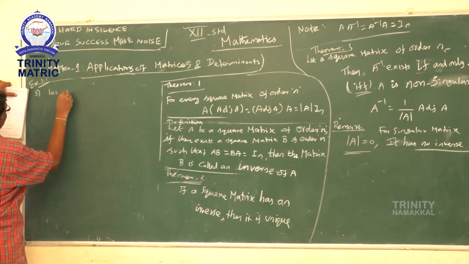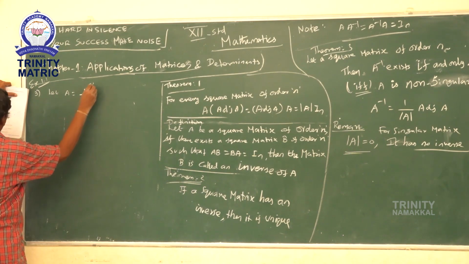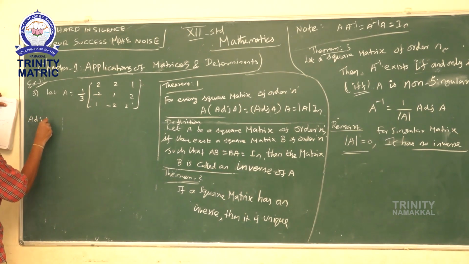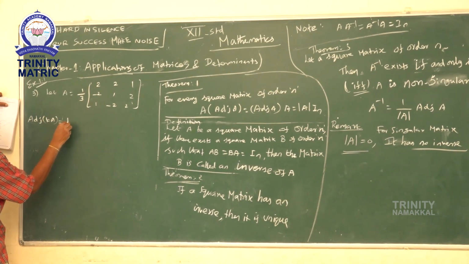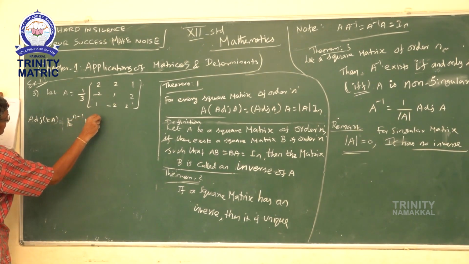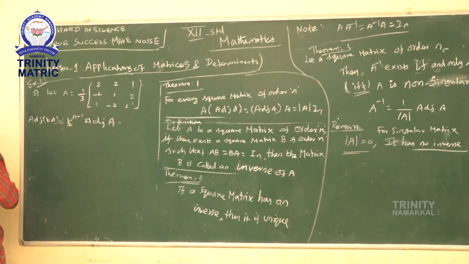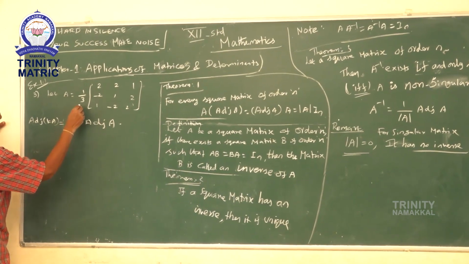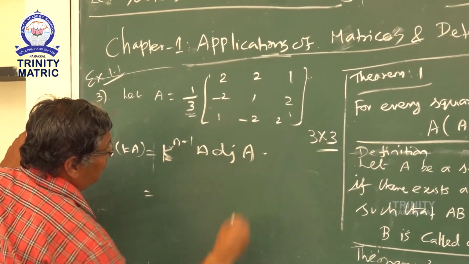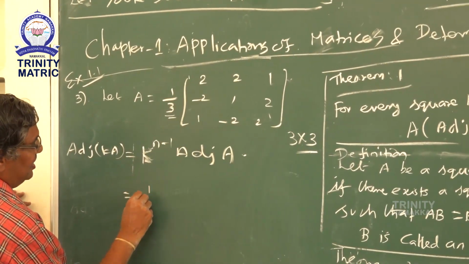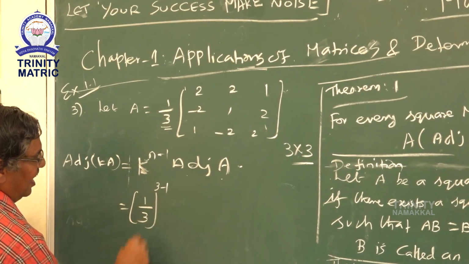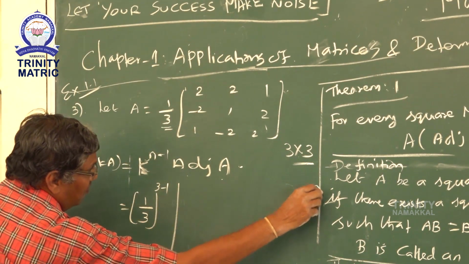Given matrix, let A be 1 by 3 times the matrix with rows 2, 2, 1. One property we should know: adjoint of KA is equal to K power n minus 1 into adjoint A. What is the value of K here? 1 by 3. Order is 3 by 3. Order of the matrix is 3 by 3. So K value is 1 by 3. Then 3 minus 1, 2. Then we have to find adjoint of A. How will we find adjoint of A? The transpose of the cofactors matrix.